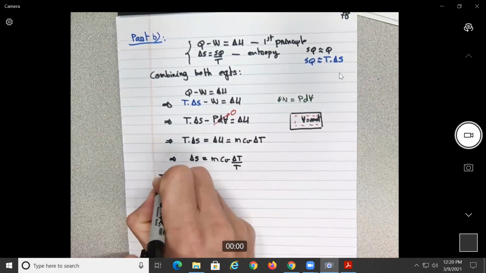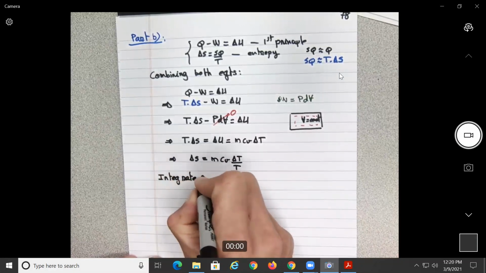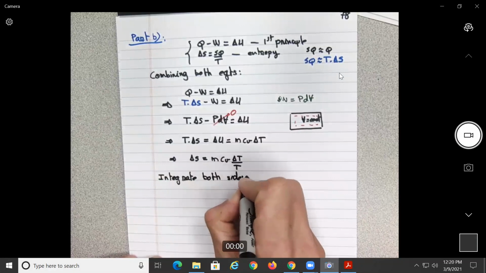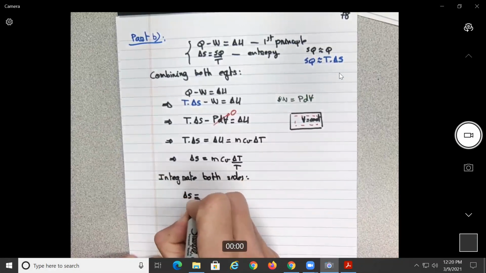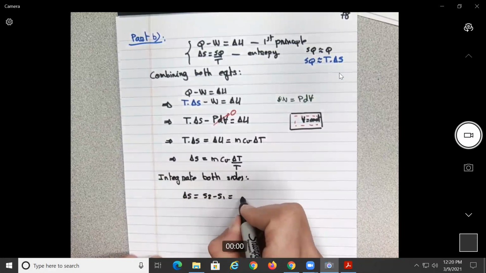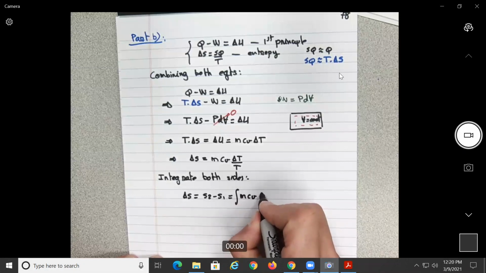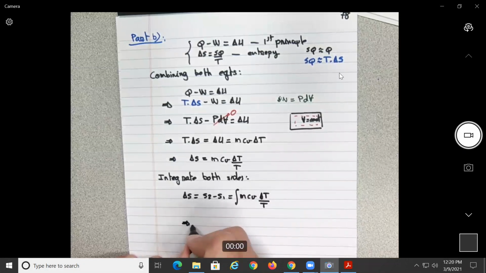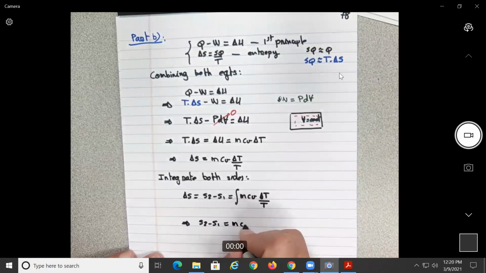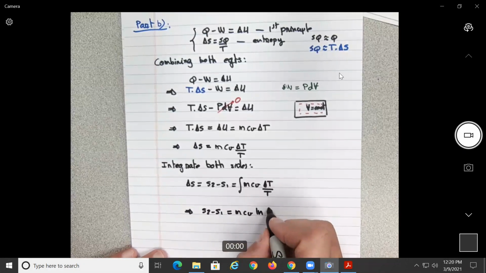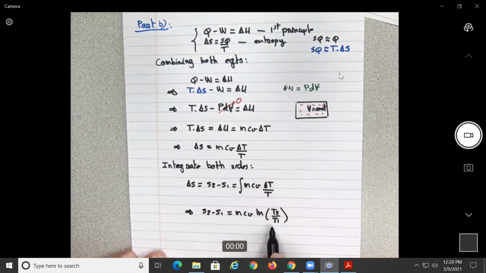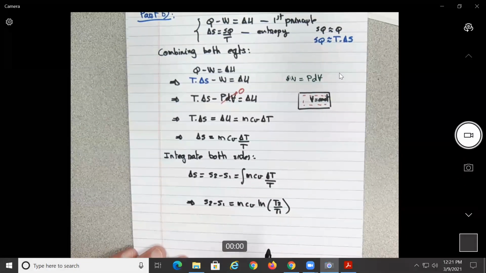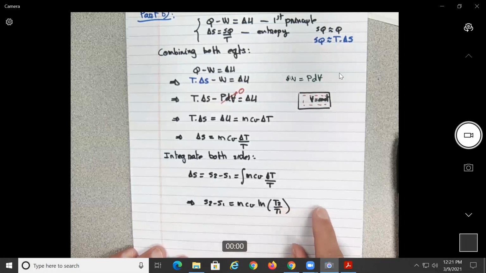So now if we integrate both sides, what do we have? Change in entropy will become S2 minus S1, which should be equal to the integral of mCv delta T over T. So S2 minus S1 should be equal to what? mCv, if this is constant. What is the integral of dT over T? It will be log of T2 over T1, no? Really it should be log of T2 minus T1, but you know that log of A over B is equal to log of A minus log of B.